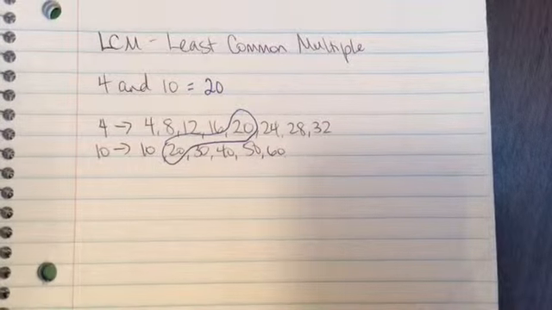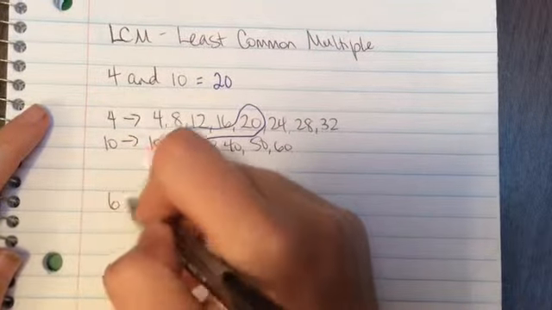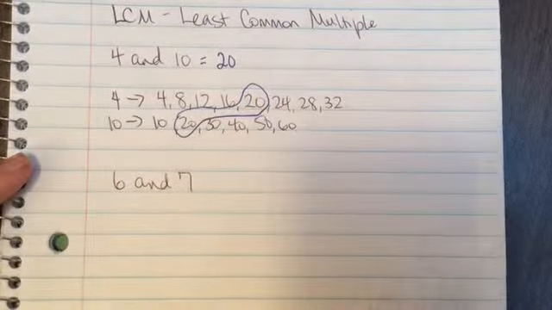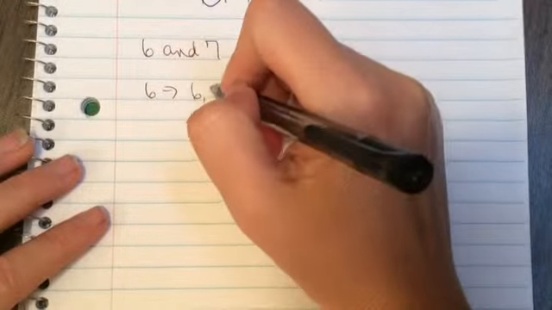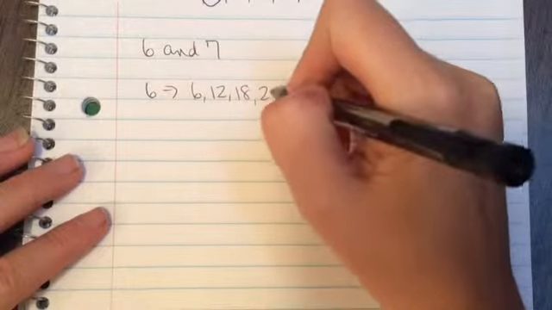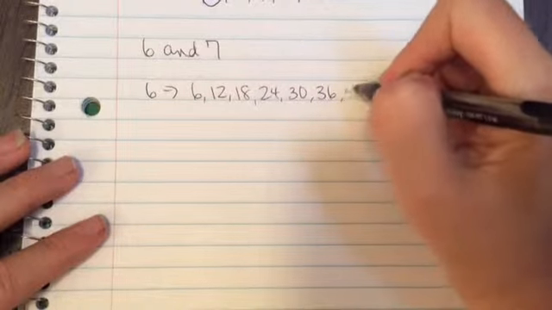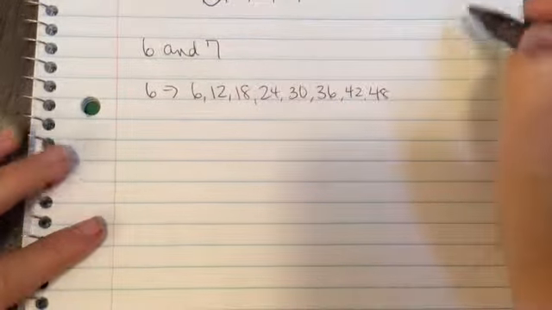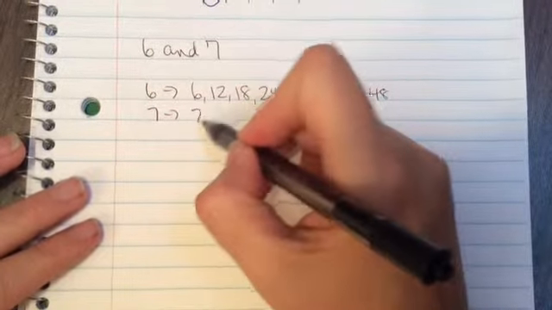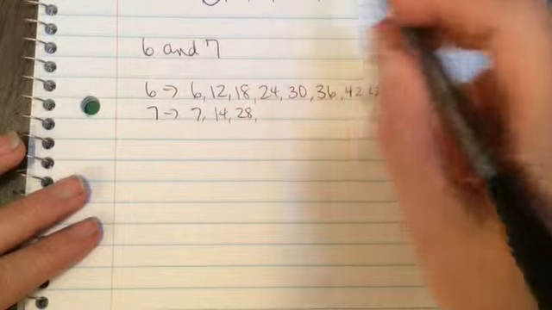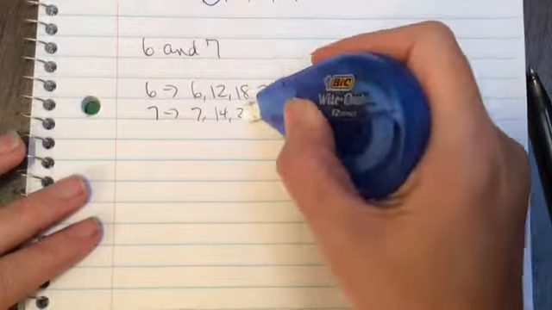All right, let's do another one. Let's say the least common multiple of 6 and 7. All right, well, let's list out our 6s. We got 6, 12, 18, 24, 30, 36, 42, 48. Let's stop there. Okay, let's list out our 7s. We have 7, 14, oops, 21. I forgot 7 times 3.